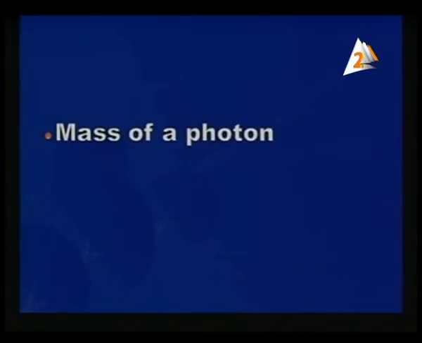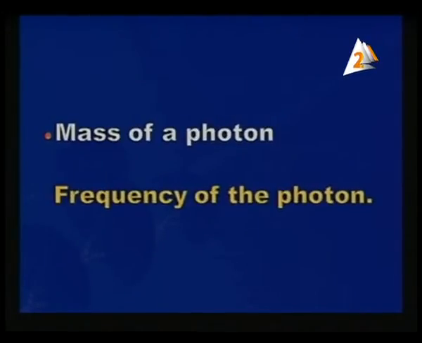And what about the factors affecting mass of a photon? Mass of the photon is given from the relation h nu over c squared. h and c are constant, so it depends on frequency. So frequency of the photon is the factor that affects the mass of the photon.